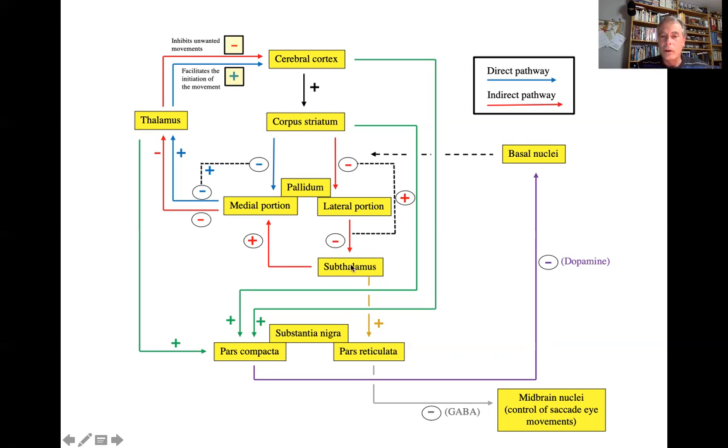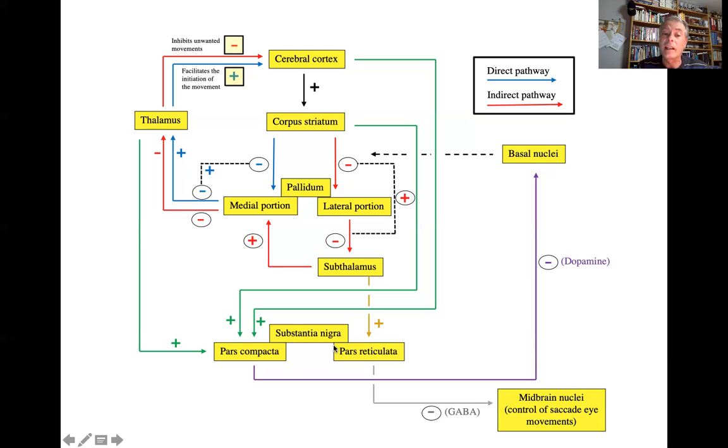We have to also know that the subthalamus activates the substantia nigra. Remember, the substantia nigra is in the mesencephalon, and it has a pars compacta and a pars reticulata. The pars reticulata is activated by the subthalamus, and in turn, the pars reticulata has GABAergic inhibitory activity over midbrain nuclei. In this case, it controls the saccadic movements of the eye.